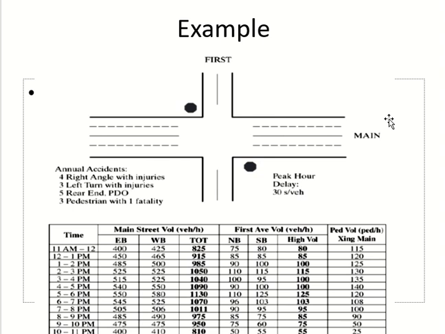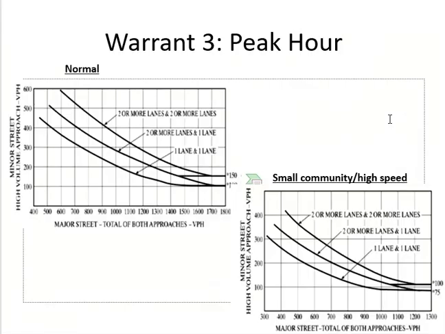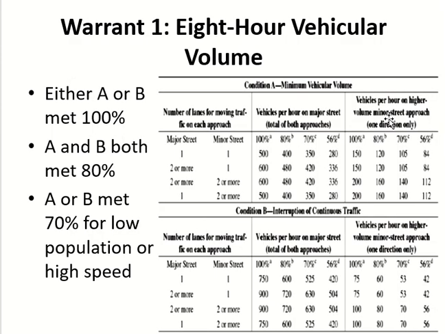Now you see the main road has how many lanes each direction? 2. And the minor road has 1. Two or more, 1. Minimum 8-hour volume 600 for the major total. Minimum minor 150 for one direction. 600, 150, 8 hours.